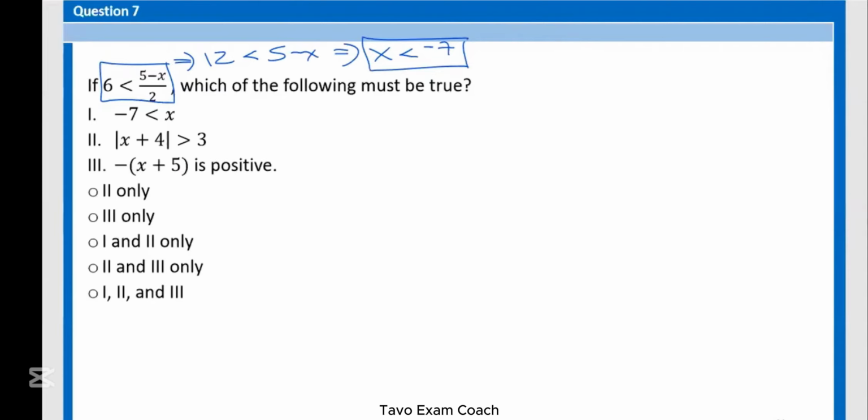Whatever statement contradicts this affirmation here, then it shouldn't be considered true. Actually, this one that says x greater than negative 7 is always false, because it simply contradicts what it says here. Let's try the second one. The absolute value of x plus 4 greater than 3.